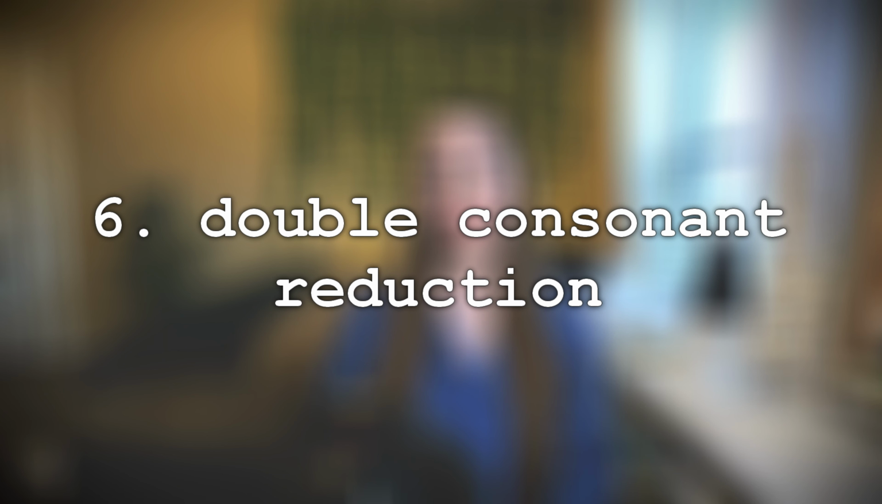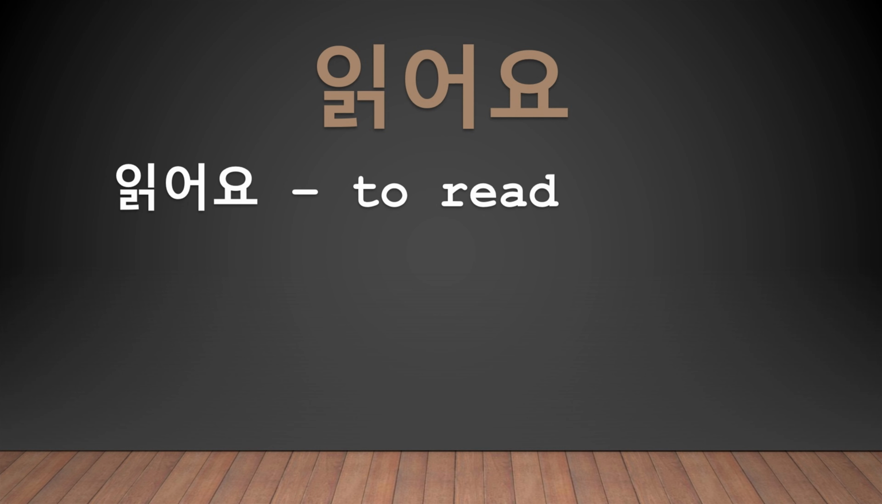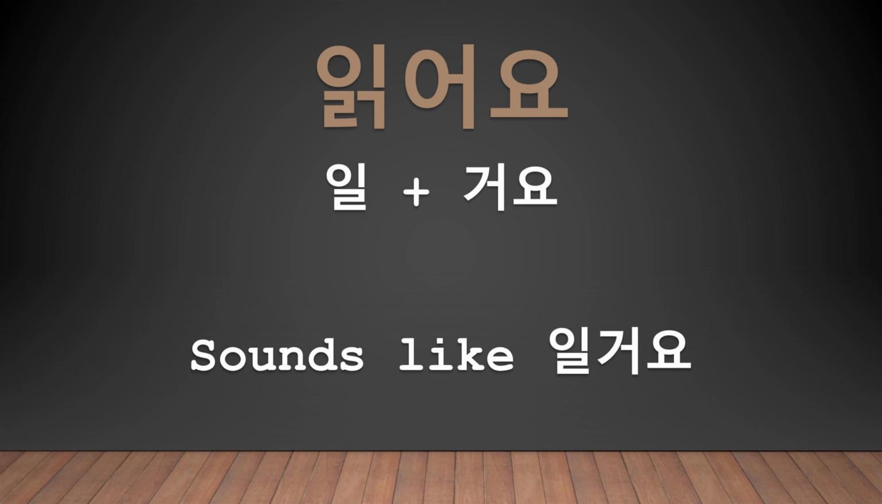Rule number 6 is called double consonant reduction. This can be seen in the following example. 읽어요, meaning to read. 읽 and 어요. 읽어요 is pronounced as 읽어요.